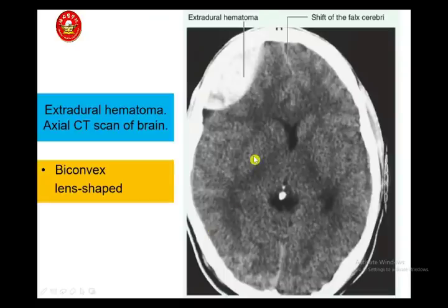Here we have the axial CT scan of the brain, in which we can see the extradural hematoma. On the CT scan, we can see the marking of how it should look. It should show a lens shape. What kind of lens? Biconvex. One convexity is coming from the skull, and the other convexity is because the dural layer is detaching from the skull due to the pressure. That's how the blood is accumulating here, forming the extradural hematoma.